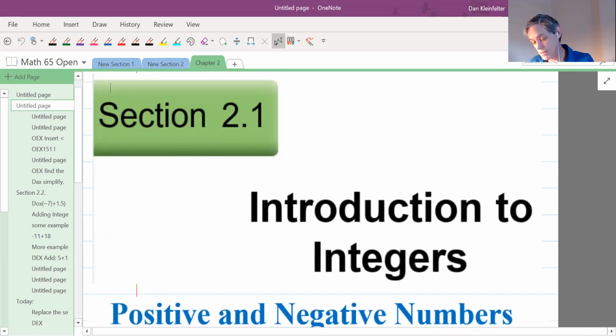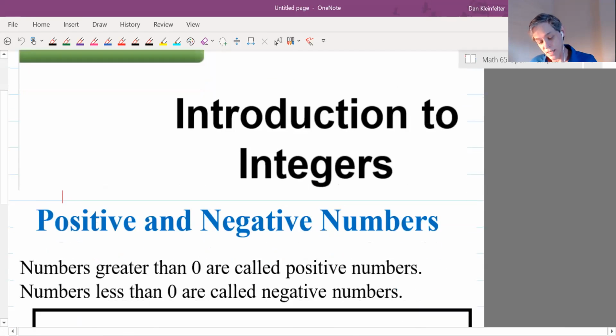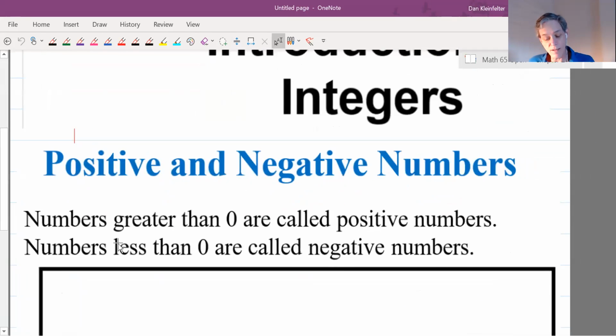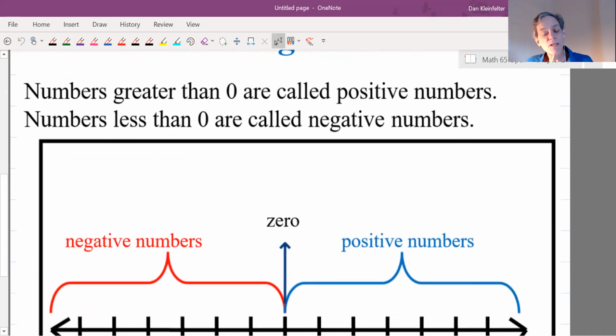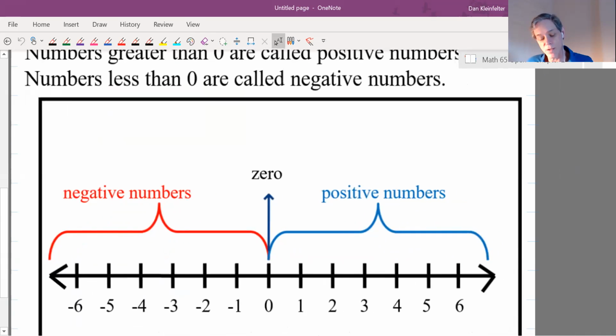So 2.1 is an introduction to integers. So definitions first. Numbers that are greater than 0 are positive numbers. Numbers that are less than 0 are negative numbers. 0 is neither positive nor negative. It's right on the fence between the two.